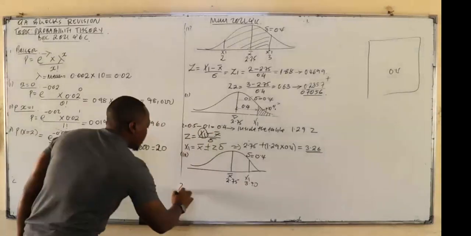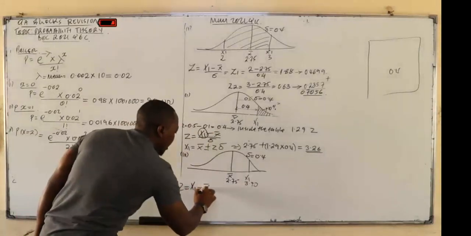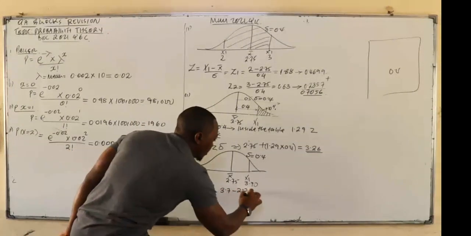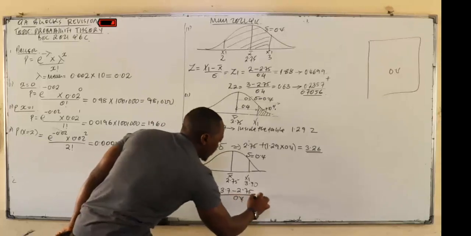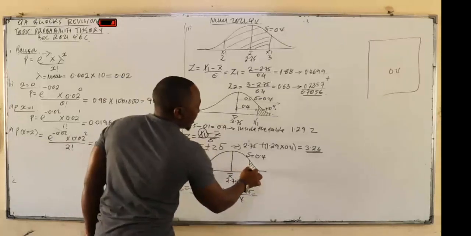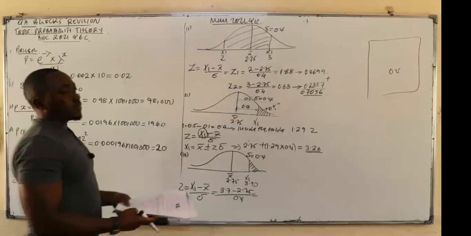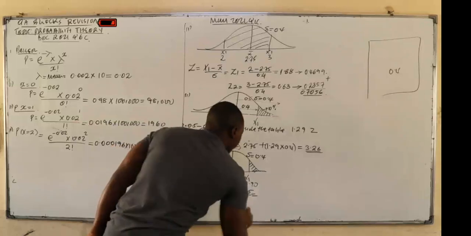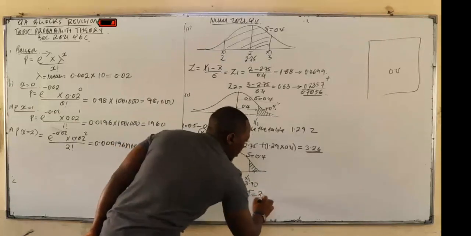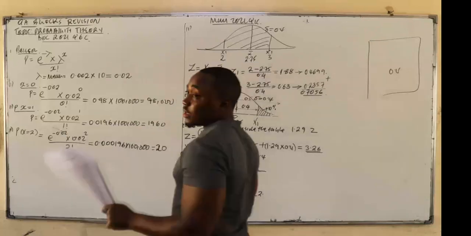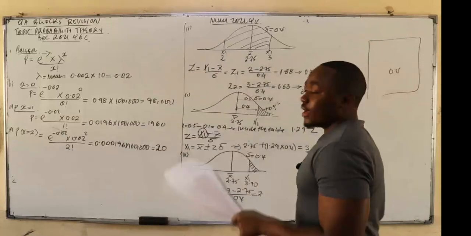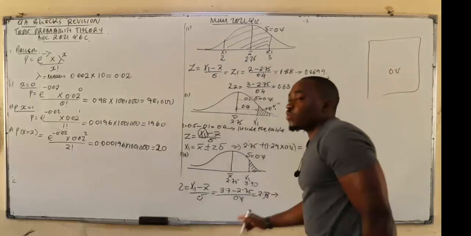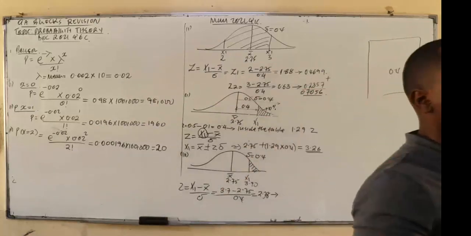So Z is x1 minus x bar over standard deviation. X1 is 3.7 minus 2.75. Standard deviation is 0.4. So we want higher than. Z should always be to 2 decimal places. 2.38. Now we read it from the table, not inside the table, from the table. This is Z. So we want the probability.